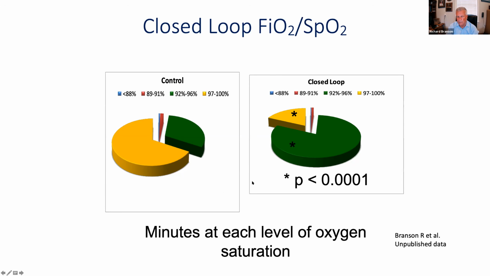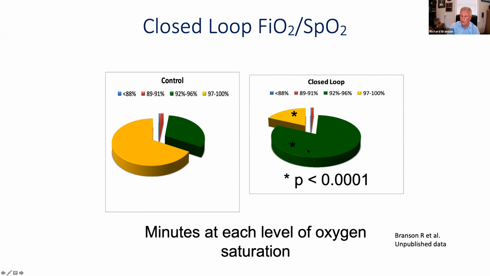And I'm not a fan of pie charts, but this is a good way to display the manual control of FiO2 by the caregivers. About 2/3 of the time people are hyperoxic, about 1/3 of the time they're in the normal range, and then there's some hypoxemia.